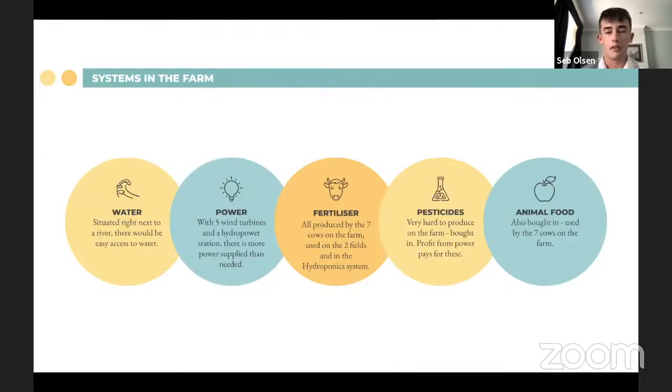Fertilizer all produced by the 7 cows on the farm, and that was used on the 2 fields and in the hydroponic system. Next up, pesticides were very hard to produce on the farm, so these were bought in from the profit from the power that would pay for these. Animal food was also bought in, which was to be used up by the 7 cows on the farm.